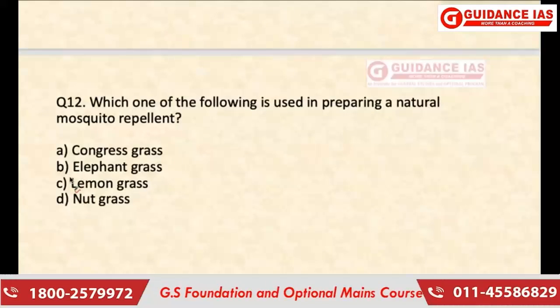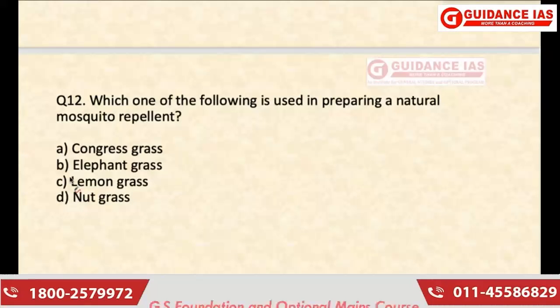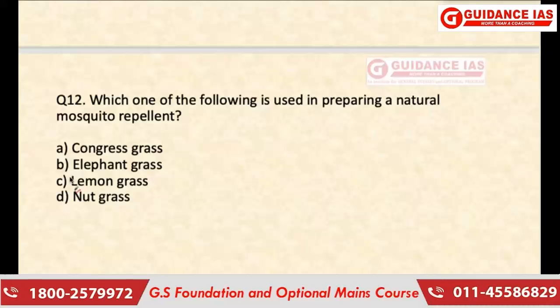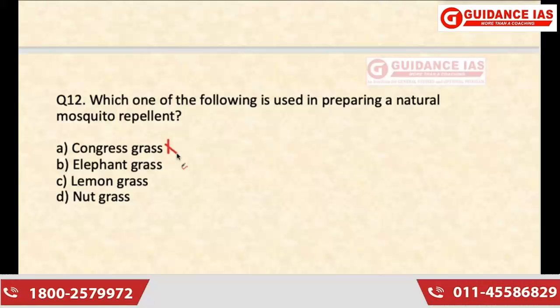Question number 12. Which of the following is used in preparing a natural mosquito repellent? Mosquito repellent में कौन सी ग्रास हम इनमें से यूज़ करते हैं? कांग्रेस ग्रास? नहीं जी, हम कांग्रेस ग्रास नहीं यूज़ करते. कांग्रेस ग्रास को हम कैरेट ग्रास भी बोलते हैं, and it is native to, if you know, it is native to American tropics, right? And it causes skin and respiratory problems.